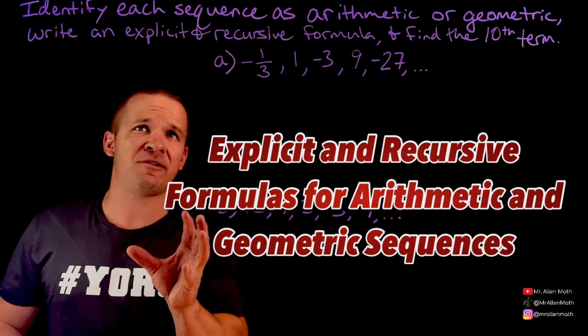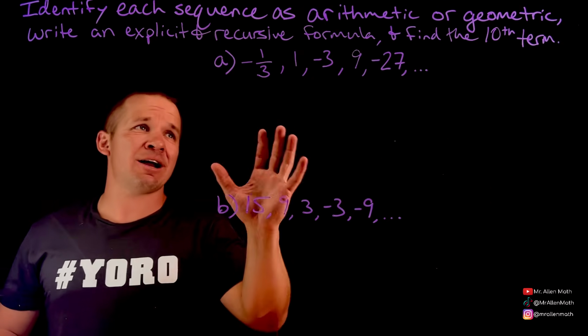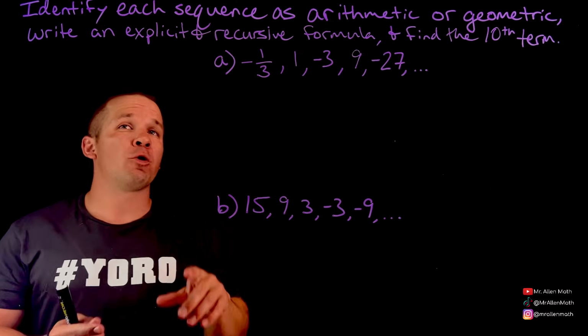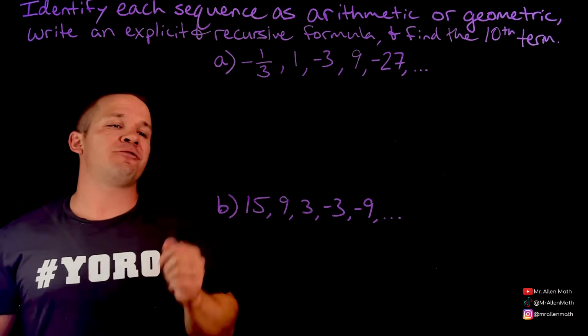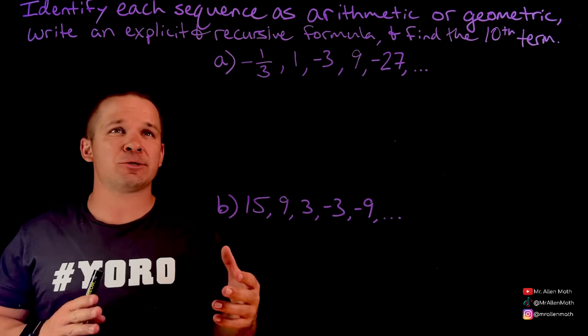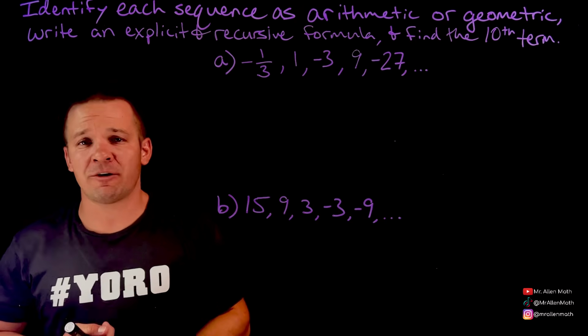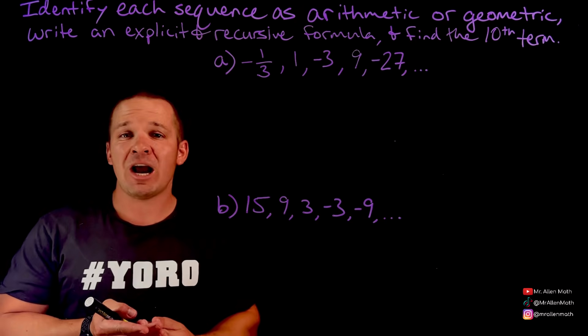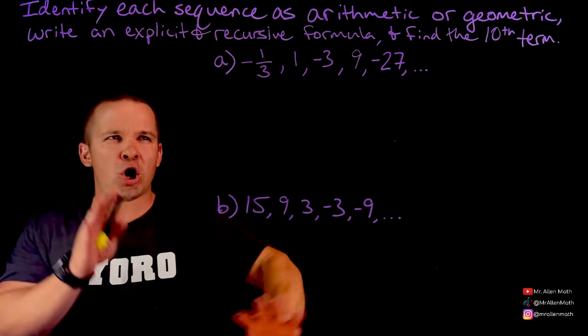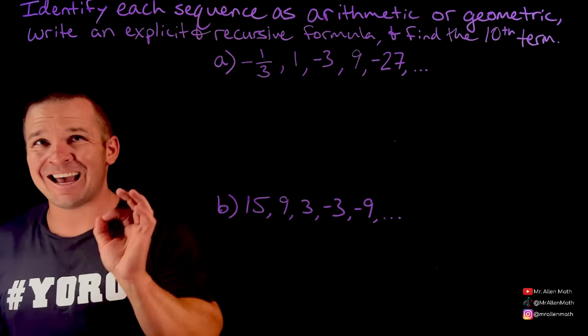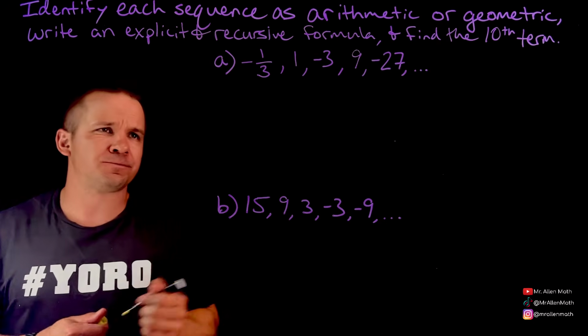We want to identify each sequence as arithmetic or geometric. Then we're going to write an explicit and a recursive formula for each one of these. And we're going to find the 10th term. Oftentimes in a test, we might just ask for one of those things. Find the common difference. Find the common ratio. Is it arithmetic? Is it geometric? We're going to do it all here so we can cover all those bases and you can be prepared for anything. All right, so first one here.